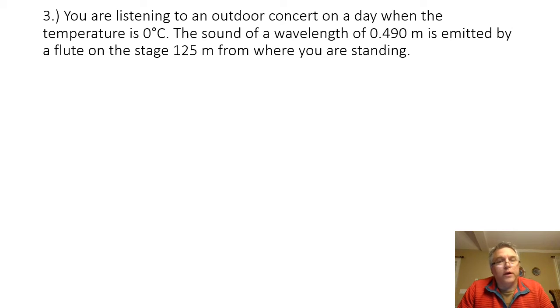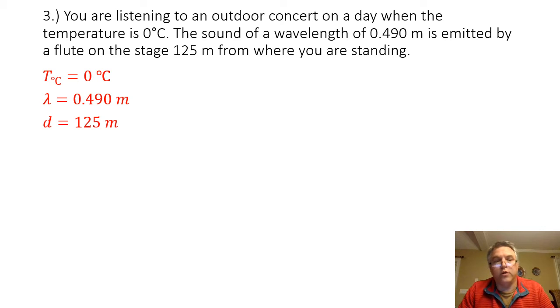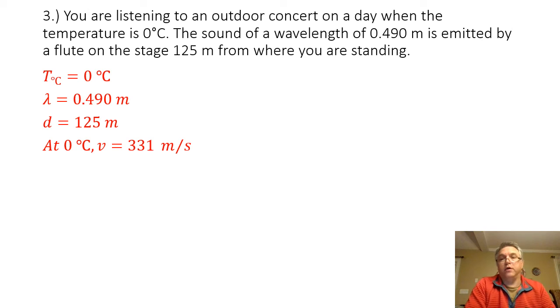What are we given here? We're given the temperature. We know it's 0 degrees outside. We are given the wavelength of the sound emitted by our flute at 0.490 meters. We are given the distance to the stage of 125 meters. And we know at 0 degrees that my wave speed is 331 meters per second. Remember, there are a couple of wave speeds that are kind of common that we use a lot.